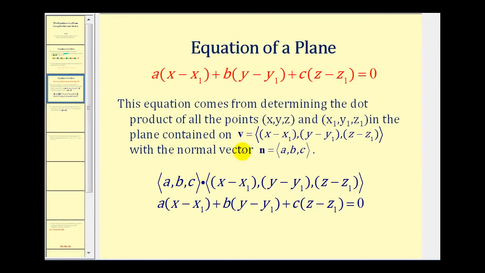So again, if we take the component form of the normal vector, which is perpendicular to the plane, and dot it with another vector formed by any 2 points in the plane, the second vector would have component form as we see here. And since this vector is in the plane and this vector is orthogonal to the plane, the dot product must equal 0, and this dot product gives us the equation of that plane. Let's go and take a look at an example.